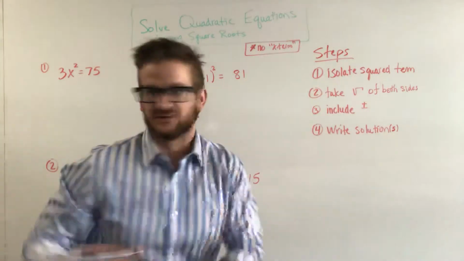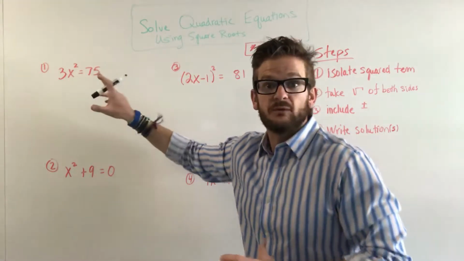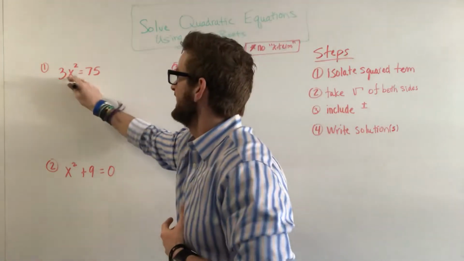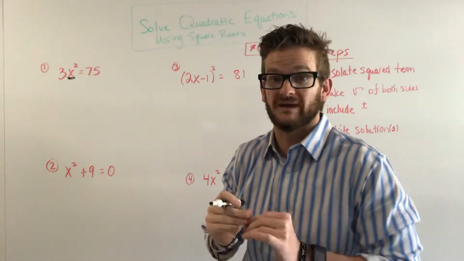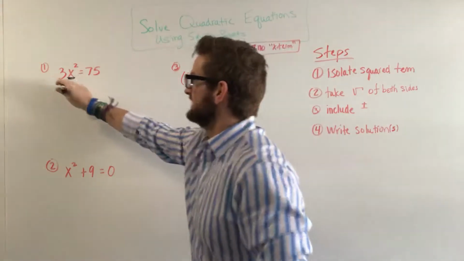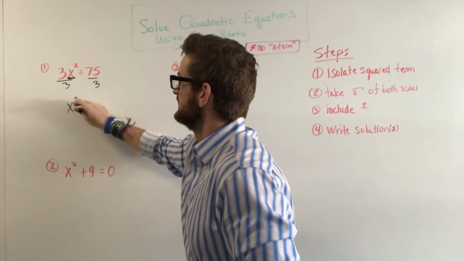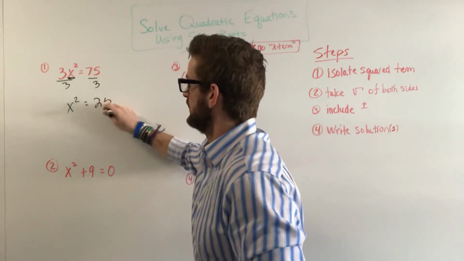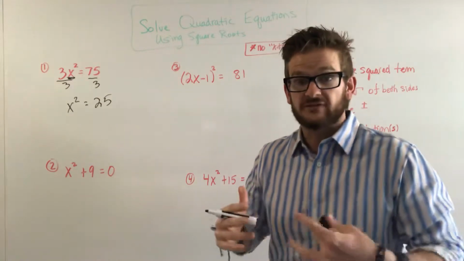So let's get started. Example number 1, 3x squared. Looking at what is being squared, the x is being squared. We're going to isolate that. Notice no x term, only an x squared. So isolating that, we divided both sides by 3. We have x squared is equal to 25. That's on the right track.